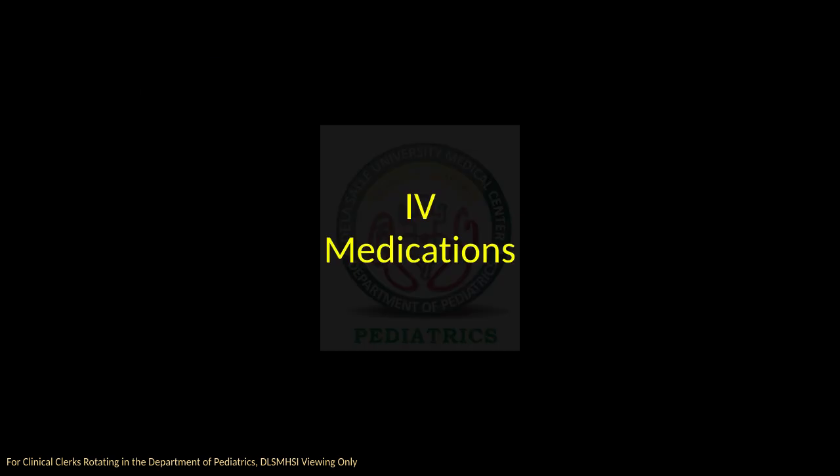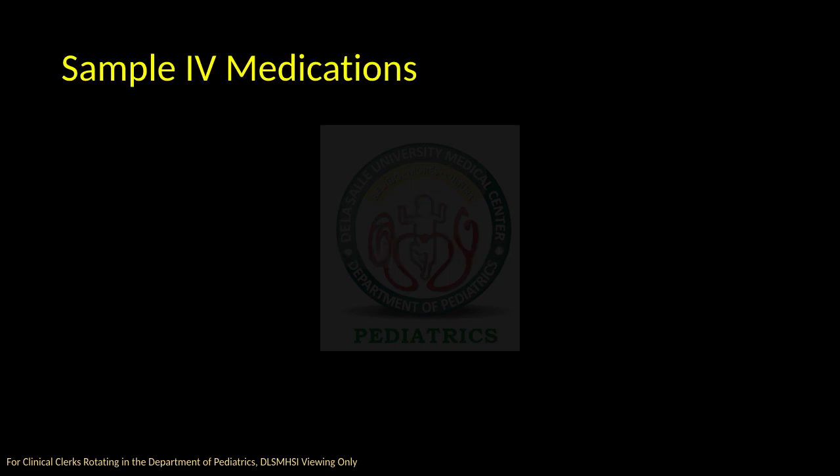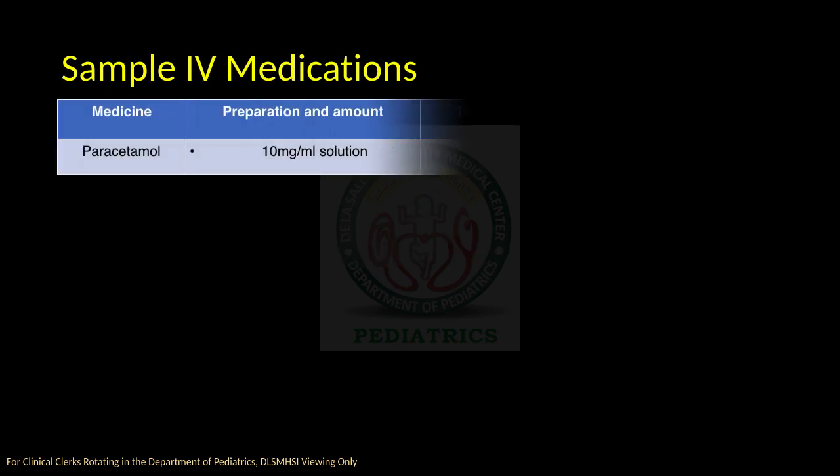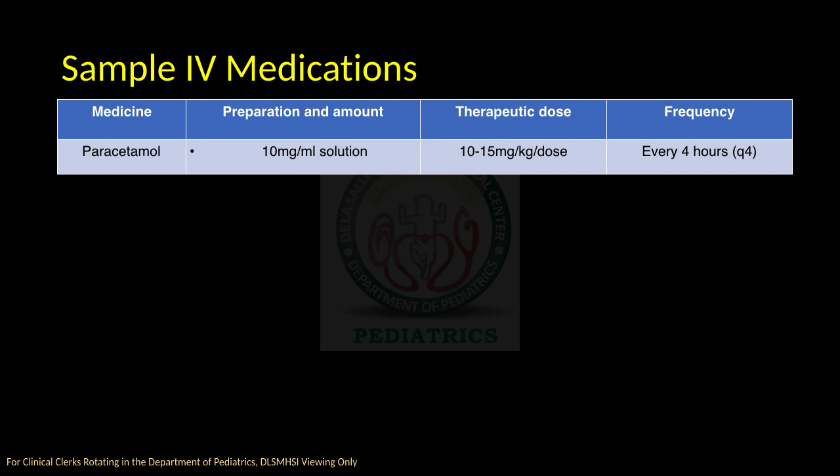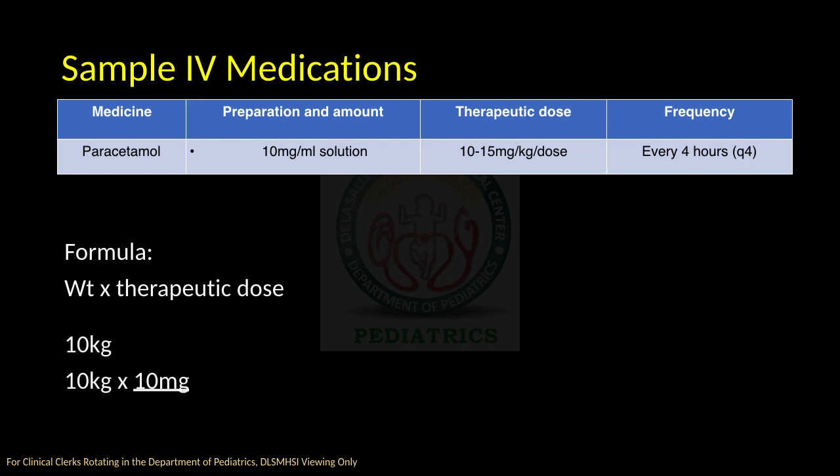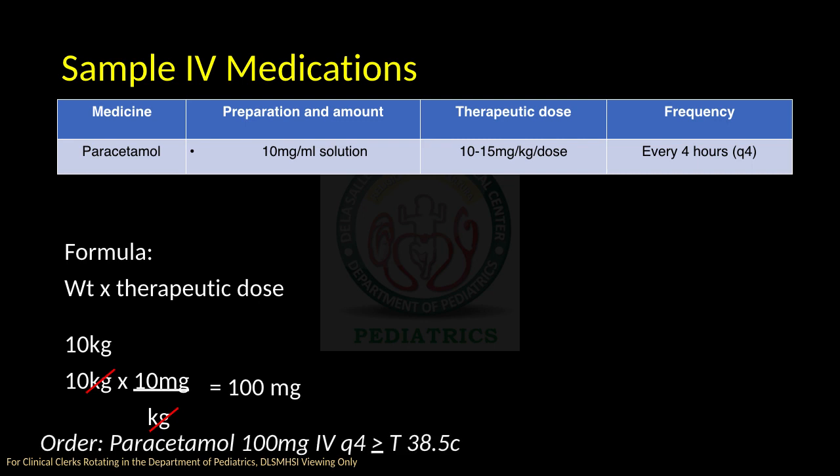Now let us go to IV medications. Using paracetamol intravenously, this is the general formula. Using 10 kilograms, multiply it by the therapeutic dose of 10 mg per kilogram, and you will get 100 milligrams. So order in the chart paracetamol 100 milligrams IV Q4 for temperature more than or equal to 38.5. You can give paracetamol oral for children's temperature less than 38.5.